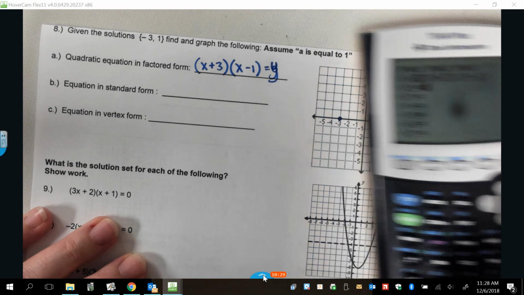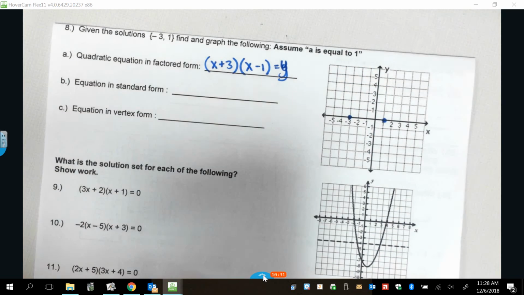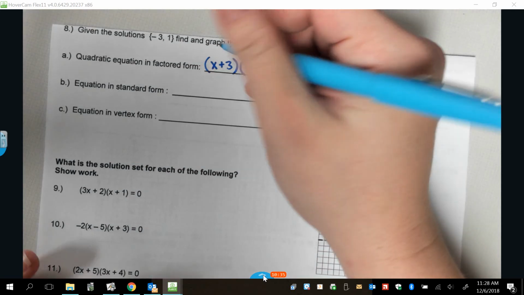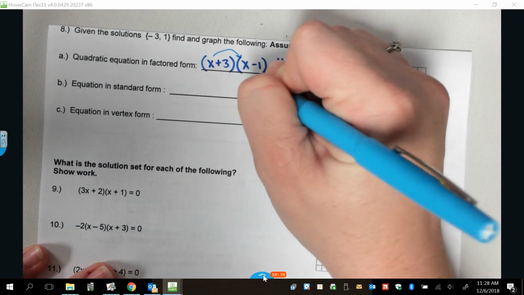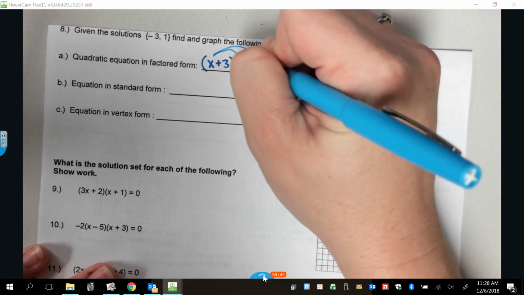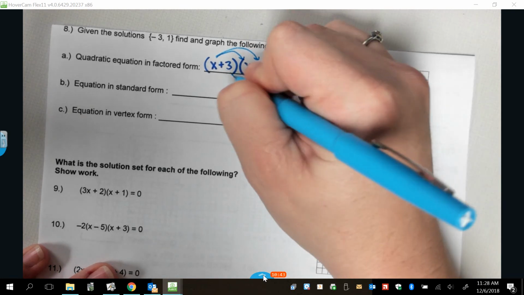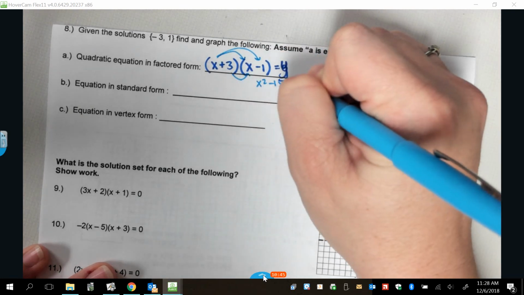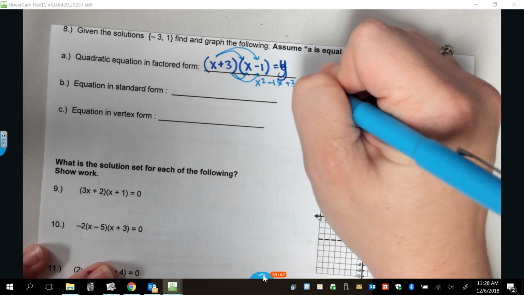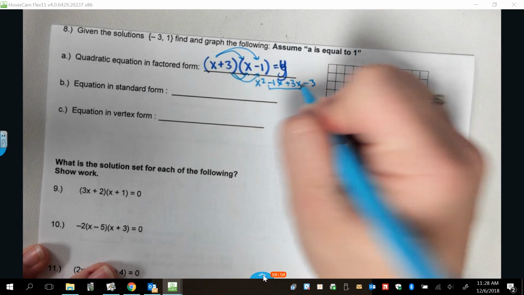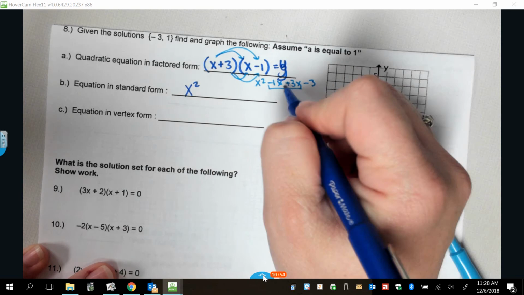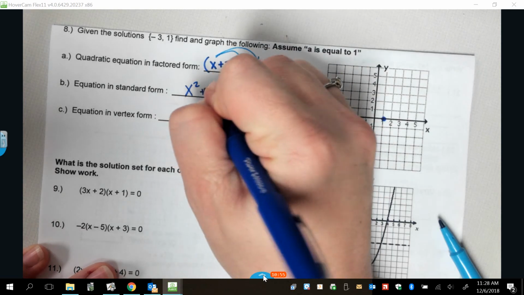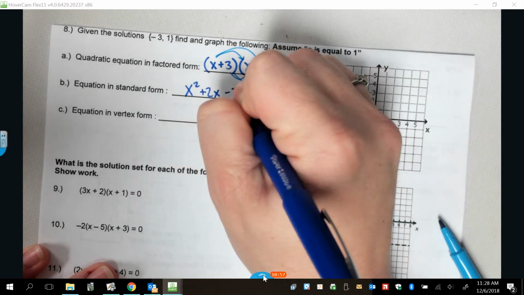Okay, and now it wants to find standard form. The best way to do that is to do FOIL. So x times x is x squared. x times negative 1 is negative 1x. 3 times x is 3x. And 3 times negative 1 is negative 3. These are my like terms. So I end up with x squared plus 2x minus 3.